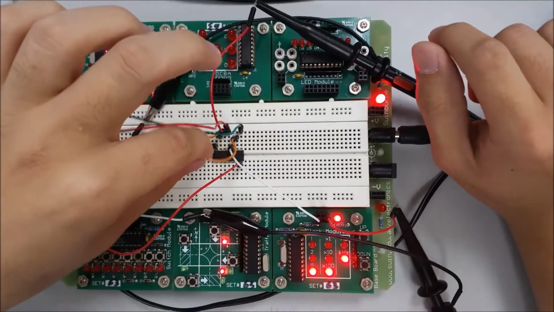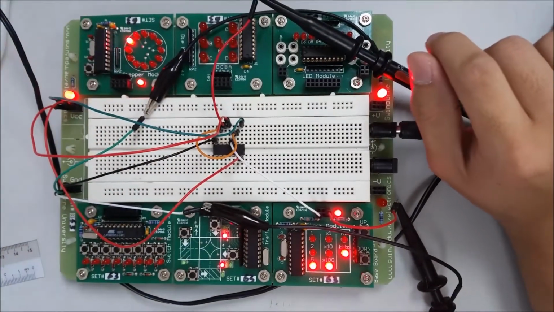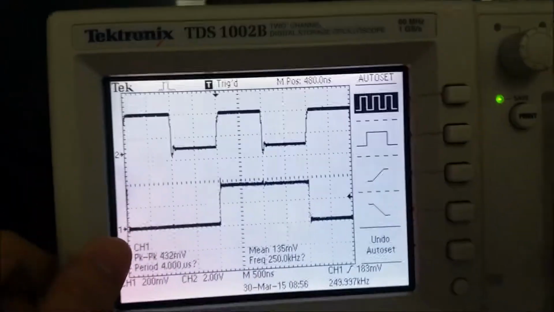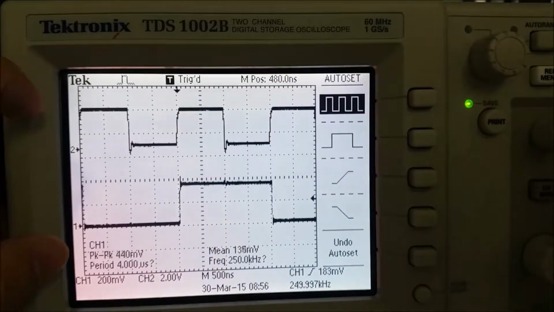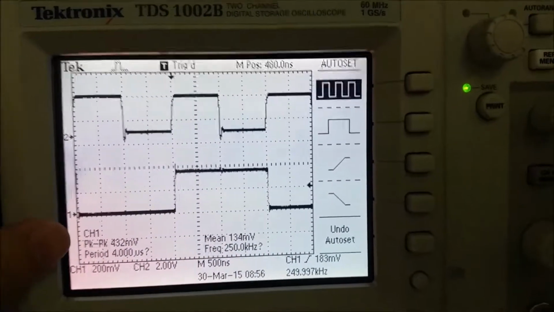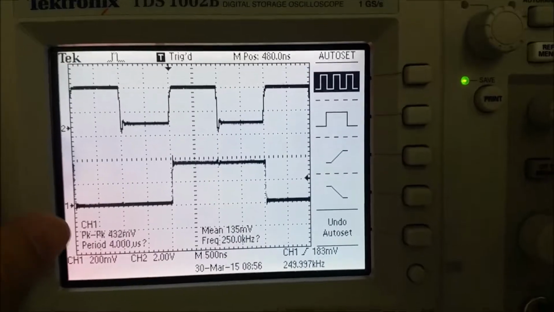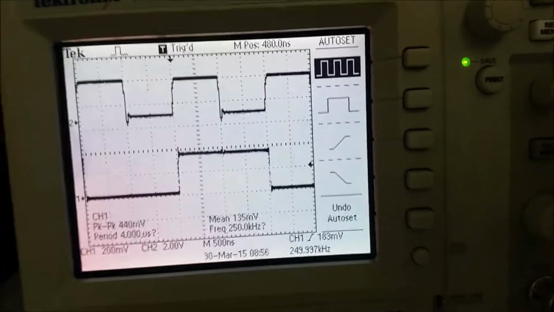This is the input clock signal, which is 500 kHz. The Q bar is connected to the data input. So this is the observation from our circuit. Channel 1 is the Q signal, channel 2 is the clock signal. We observe that the channel 1 Q signal is half the frequency of the clock signal. Thank you.